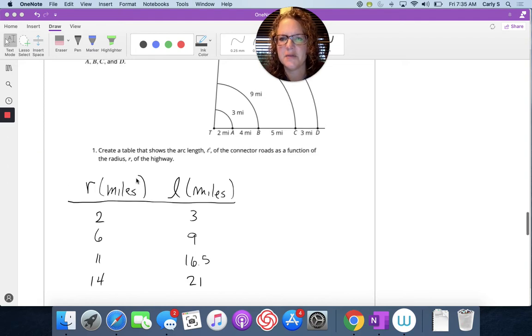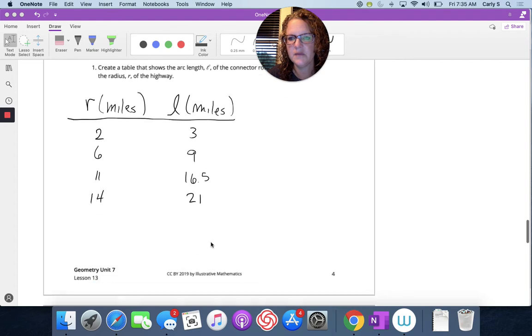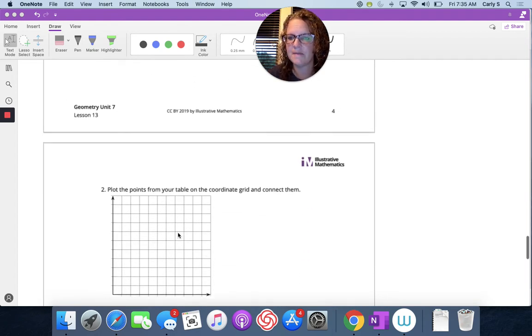All right, so I just pushed pause and created it. So arc length of the connector roads as a function of the radius of the highway. The radius I listed first. So 2 miles is the first one. 2 plus 4 is 6. 2 plus 4 plus 5 is 11. Plus 3 is 14. And then I listed the arc lengths 3, 9, 16.5, and 21. And then it says plot the points from your table on the coordinate grid and connect them.